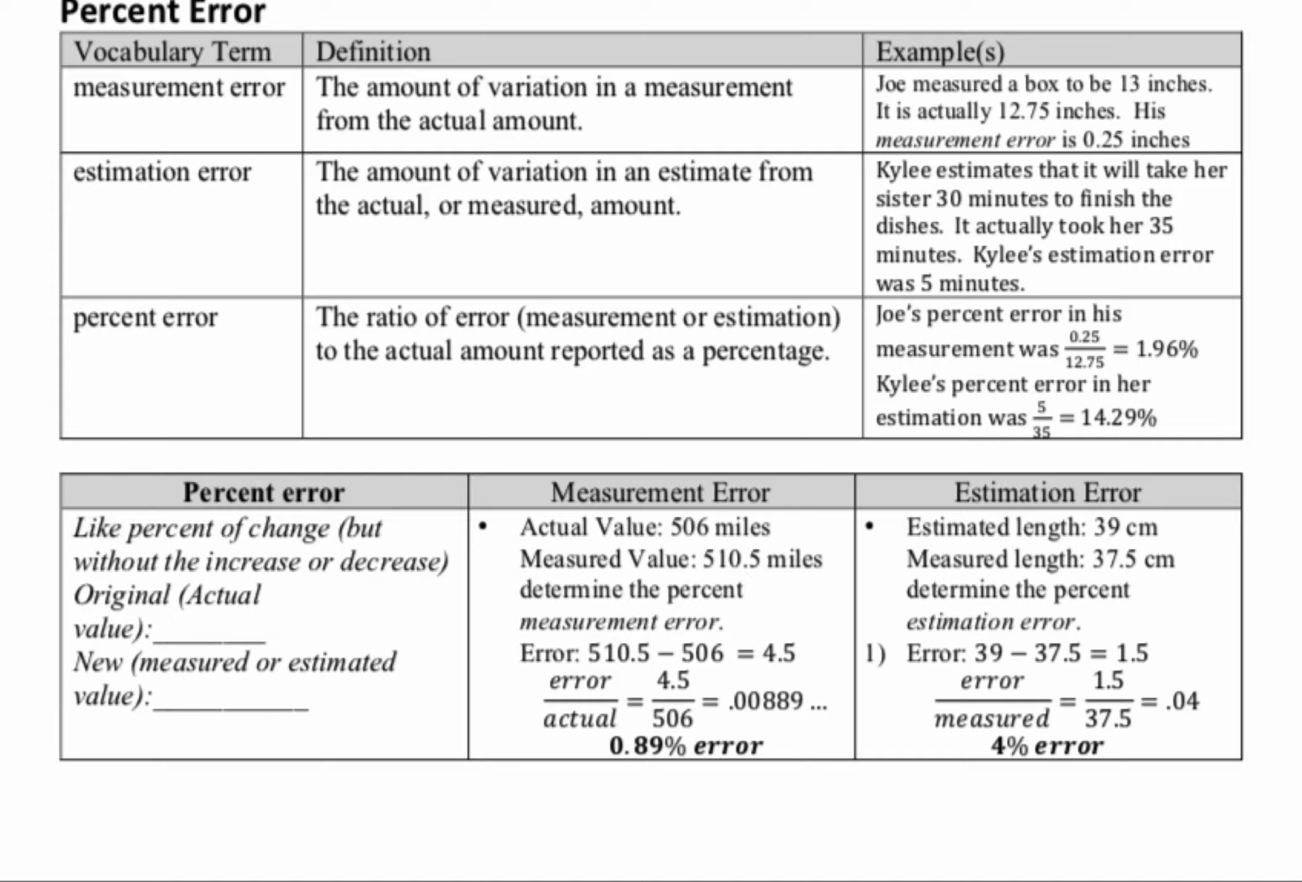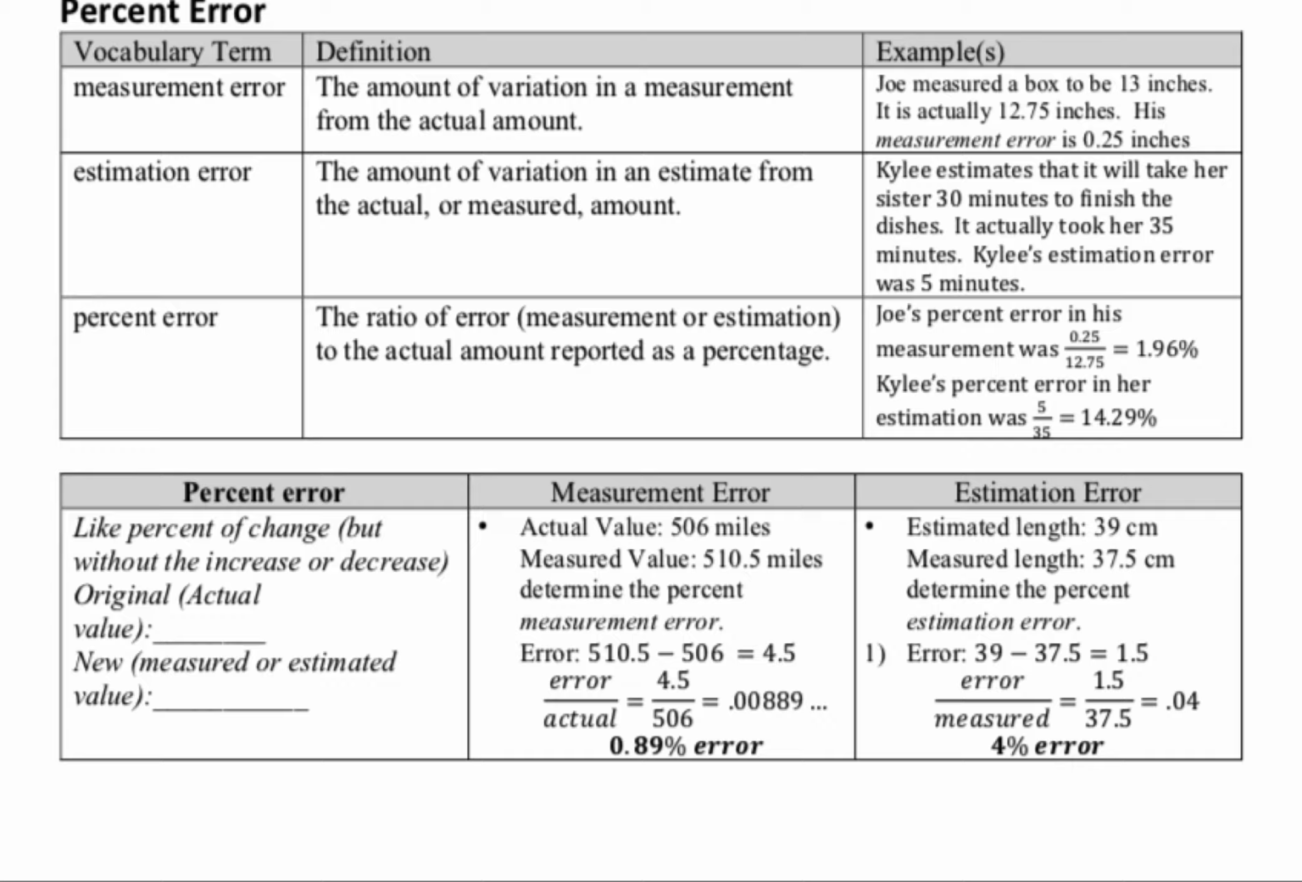Percent error: the ratio of error, measurement or estimation error, doesn't matter, to the actual amount, reported as a percentage. For example, Joe's percent error in his measurement was 0.25 out of 12.75, which is 1.96%. Kylie's percent error in her estimation was 5 out of 35, 14.29% error.